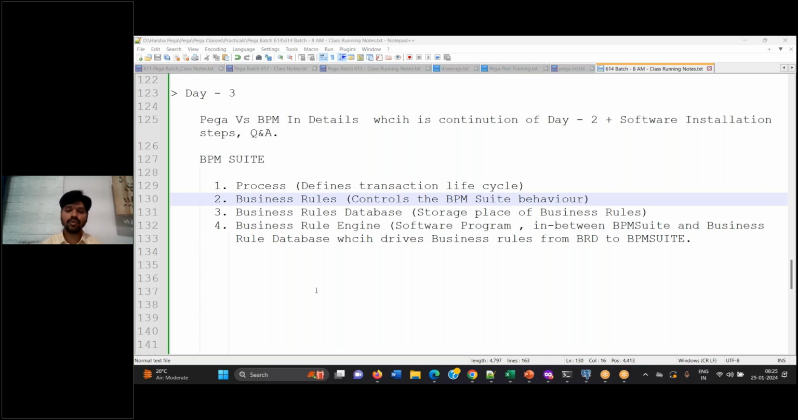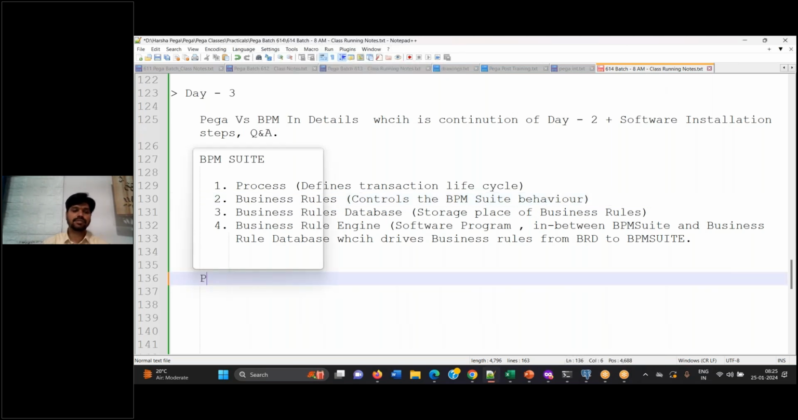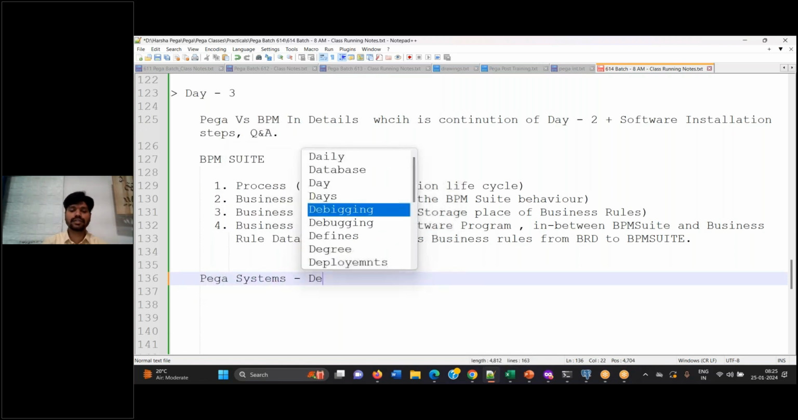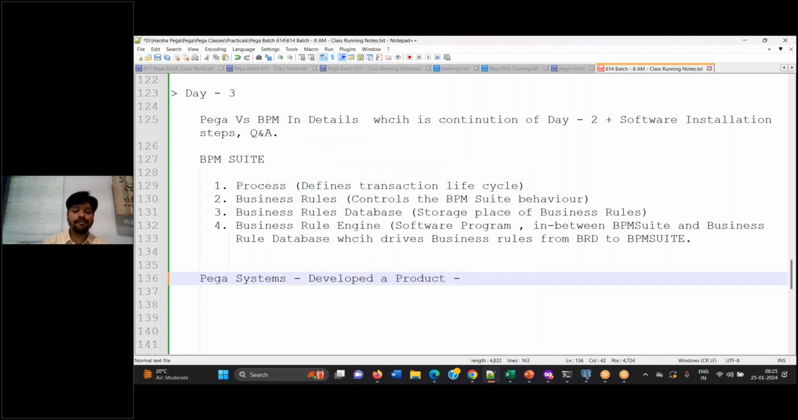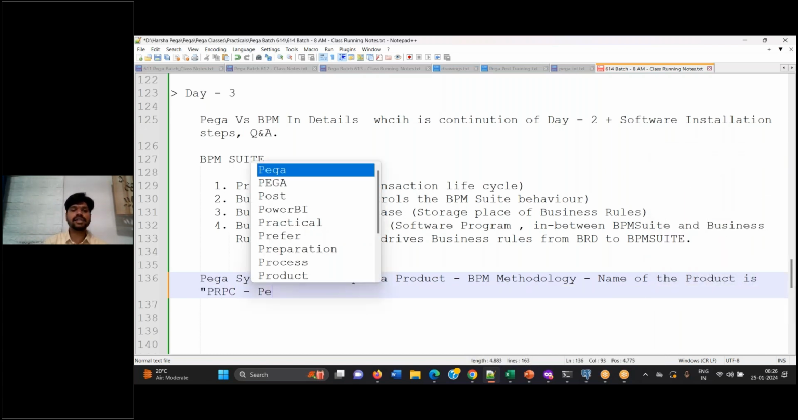Okay. Now there is a company called PEGA Systems. What is the company name? PEGA Systems has developed a product. That product they have developed using BPM methodology. Then that product is said to be a BPM tool, no? They have to give a name to the product, no? Name of the product. Product is PRPC. What is the name of the product?